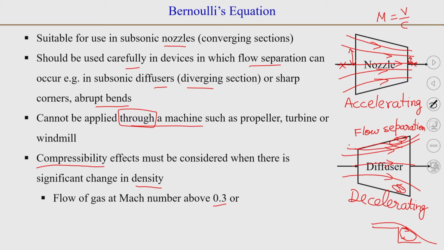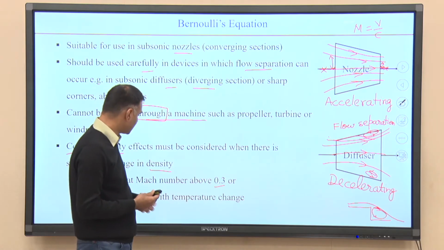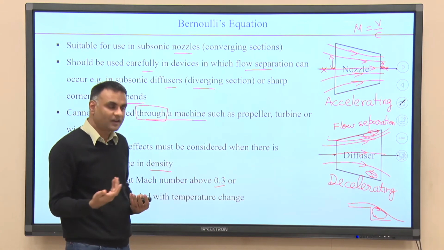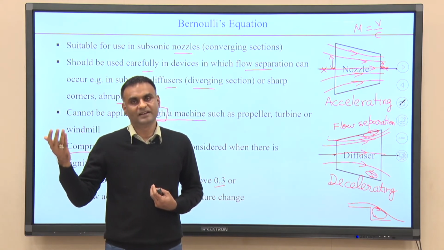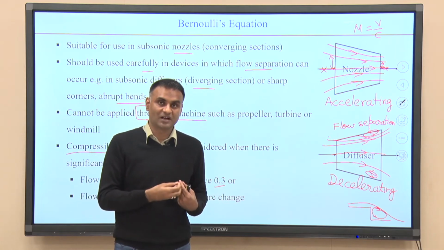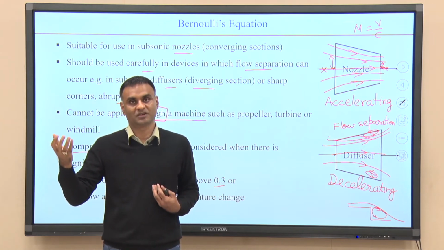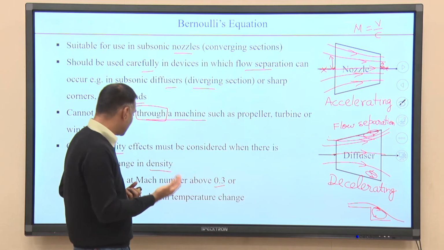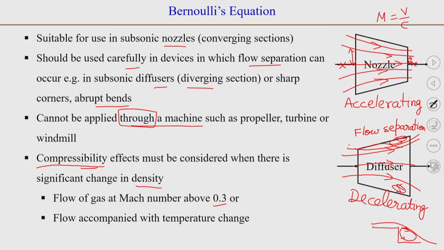So, the Mach number should be less than 0.3, and if there are significant changes in pressure or temperature, they might change the density significantly. For an ideal gas, rho is equal to P m by R T, so it is a function of pressure and temperature. Real gases are also strong functions of pressure and temperature. So, if there are significant changes in pressure and temperature, the flow may also be compressible. You should take into account all these factors when applying Bernoulli's equation.